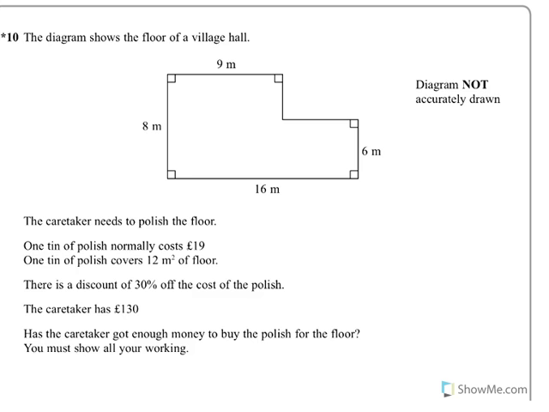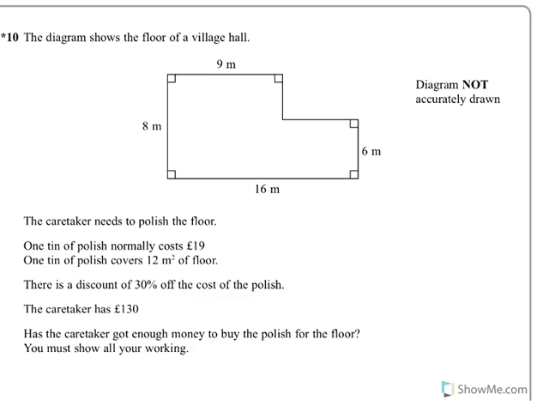Question 10. The diagram shows the floor of a village hall. The caretaker needs to polish the floor. 1 tin of polish costs £19. 1 tin of polish covers 12 metres squared of floor. There's a 30% discount off the cost of the polish, and the caretaker has £130. Has he got enough money to polish the floor?